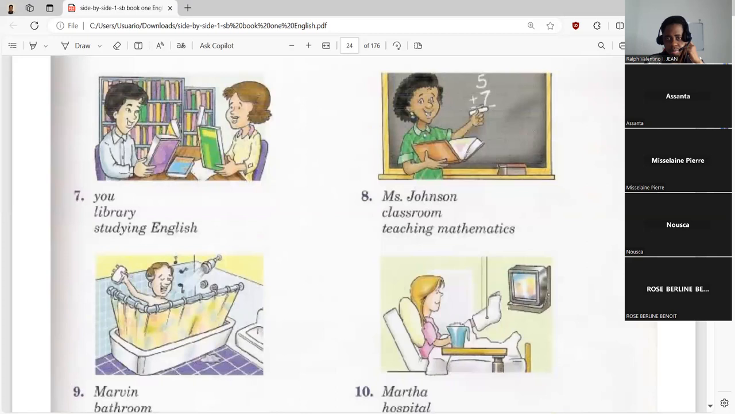Well, Miss Johnson. Where is Miss Johnson? Miss Johnson is in the classroom. What is she doing? She's teaching mathematics. Okay.